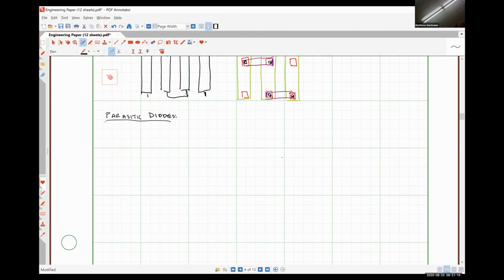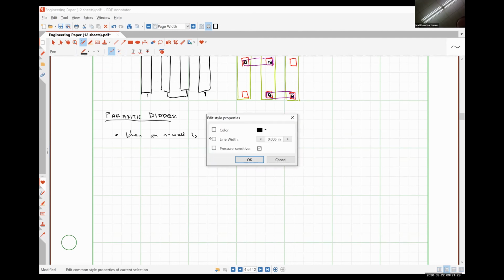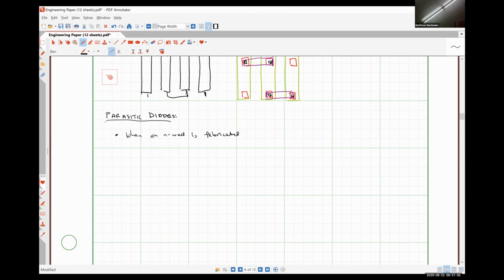So, as we discussed previously, when an N well is fabricated in a P substrate.